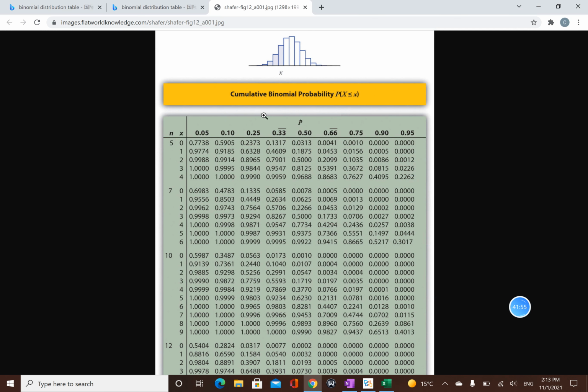So yeah, in the old days, that's what you would have. I've got this table to look up values of these things.